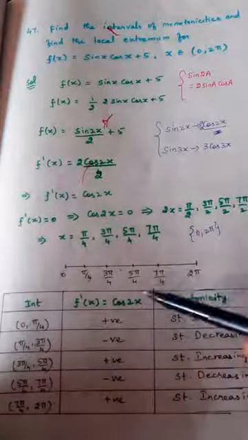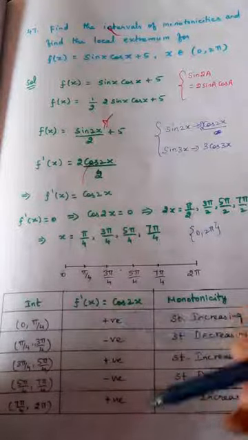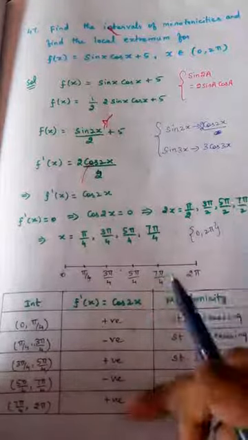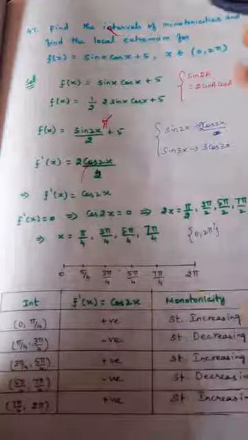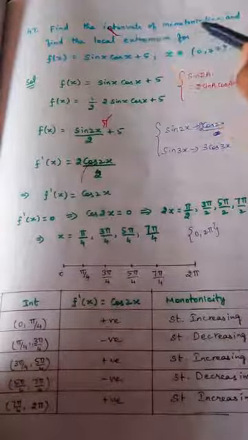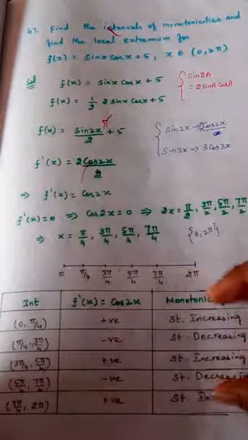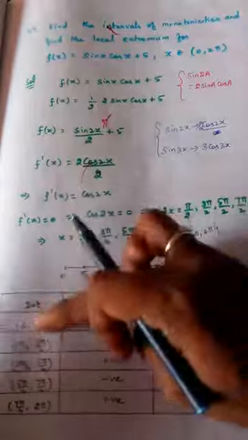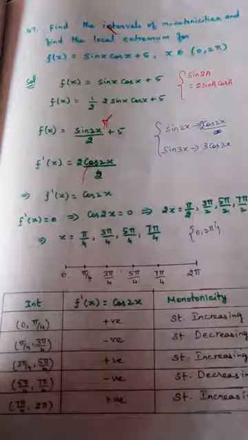Take one value from here and substitute. You will get a positive answer. You can check by yourself whether you are getting it correct or not. Definitely you will get a positive answer. So strictly increasing. So this table is nothing but the answer for the first question: find the intervals of monotonicity. These are the intervals of monotonicity. So at these intervals the function will increase. At this interval the function will be strictly decreasing.